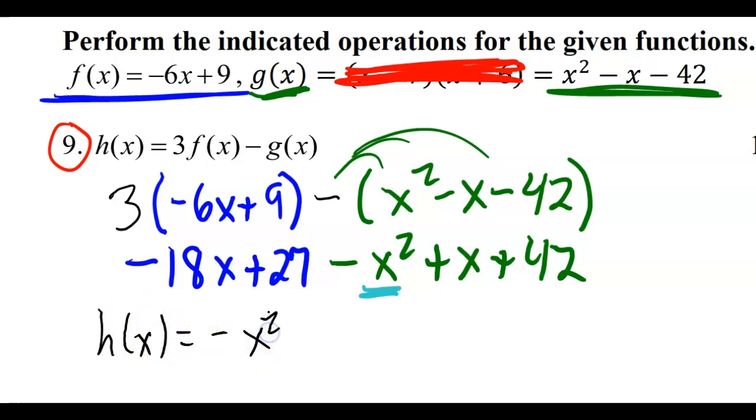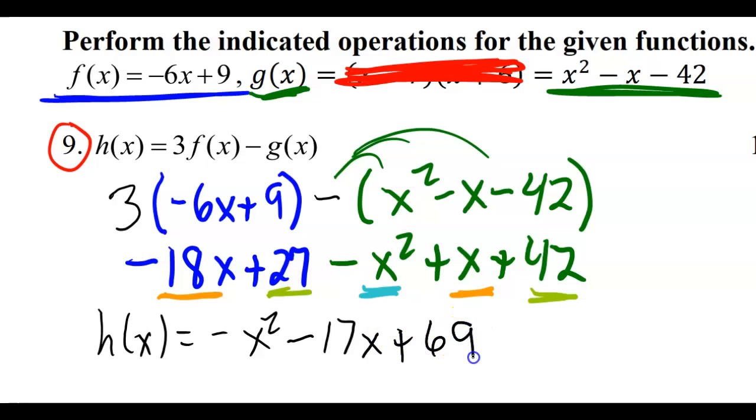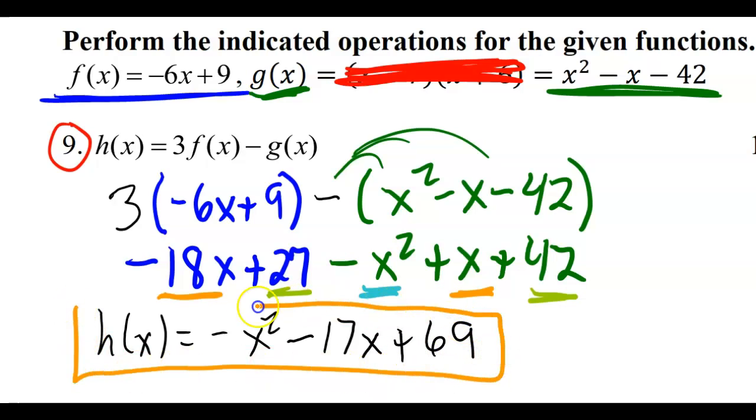Negative x squared, there isn't any other x squared term. Minus 18x plus x, minus 17x. Regular numbers 27 and 42 plus 69. And that is your final answer.